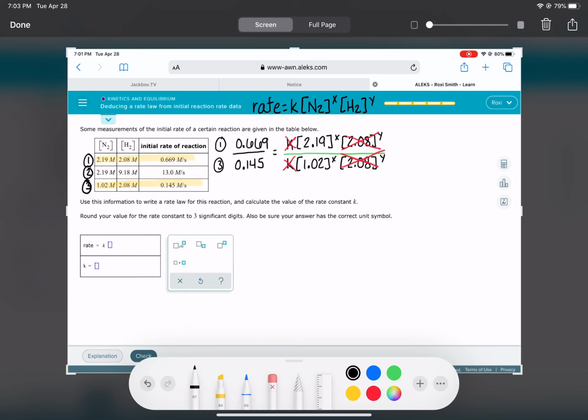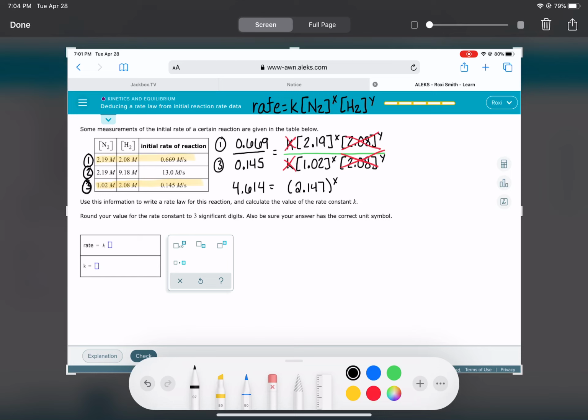And we have 0.669 divided by 0.145. That is 4.614, and that is equal to 2.19 divided by 1.02. That is going to be 2.147 to the x. So in the last video I was showing you how to solve this with logs. The log of 4.614 is equal to x times the log of 2.146.